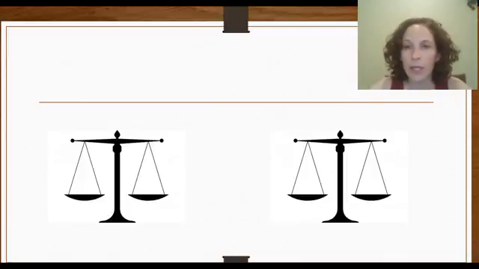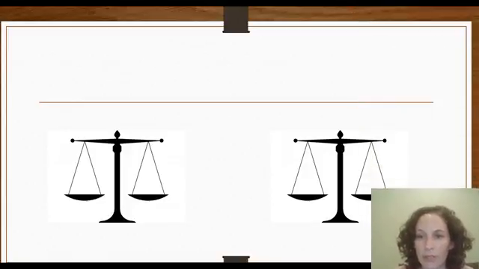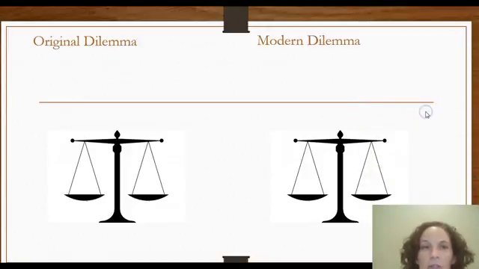So earlier in the semester, we looked at two dilemmas, the original dilemma and the modern dilemma. We're bringing it back in here because it's relevant to this topic. The original dilemma refers to how you can balance freedom and order. We want both. All governments should provide order, and we value freedom. But they come at the cost of the other.